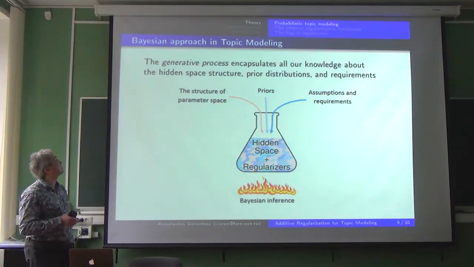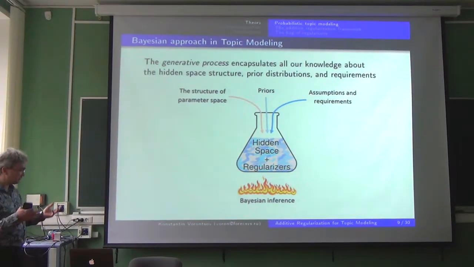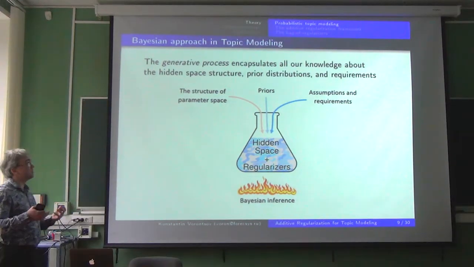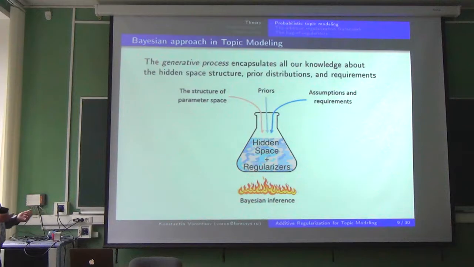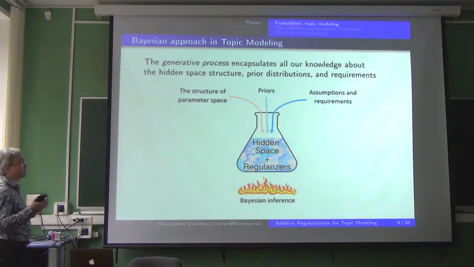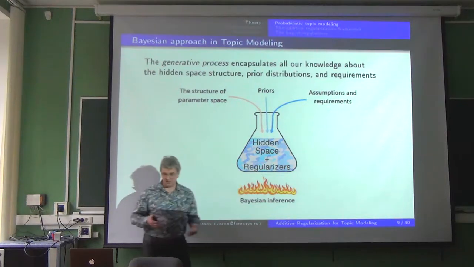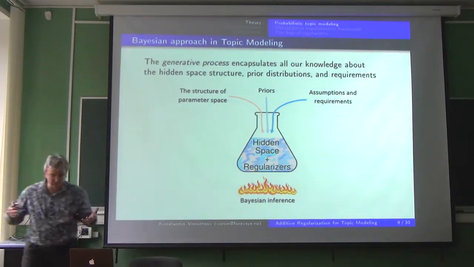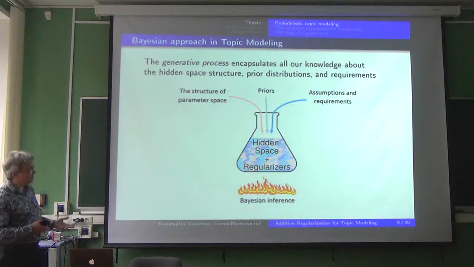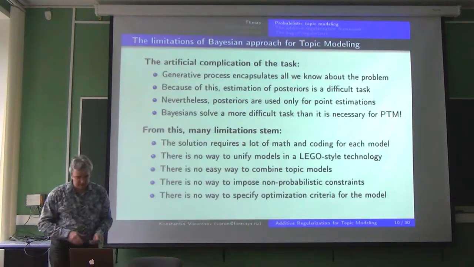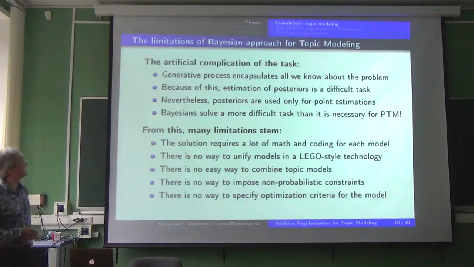In the Bayesian approach, we model the generative process which encapsulates all our knowledge about the hidden space structure, the prior distributions, and all our assumptions and requirements. And Bayesian inference is the universal way to make the inference of such a model. But this approach has limitations.